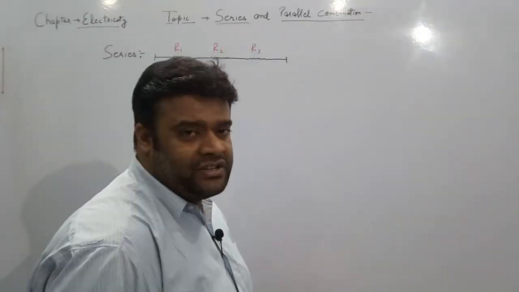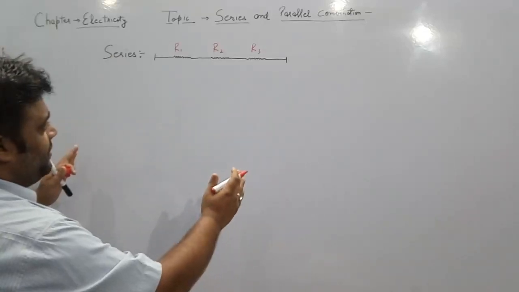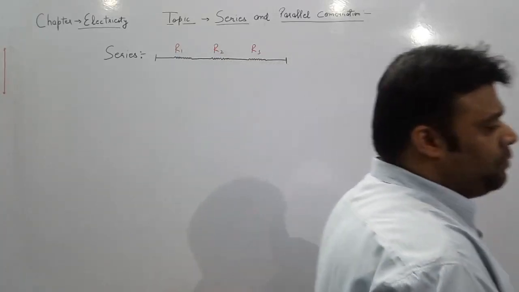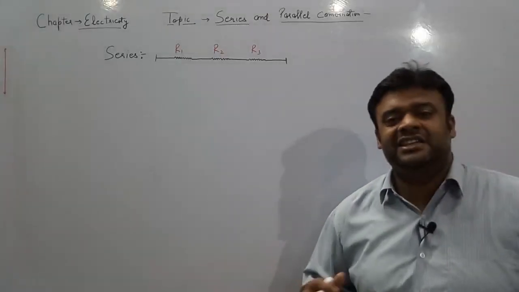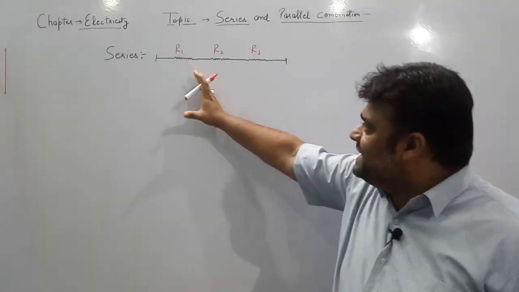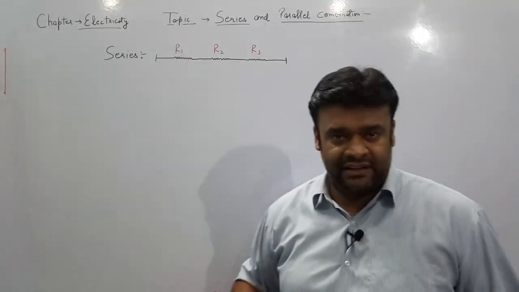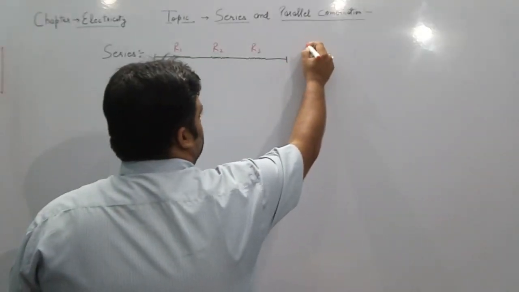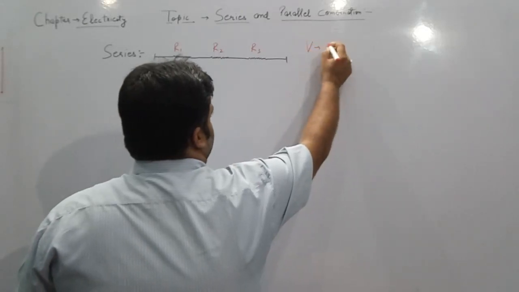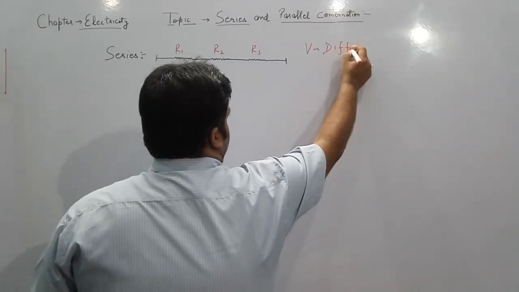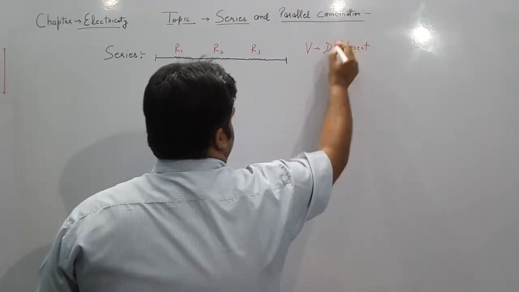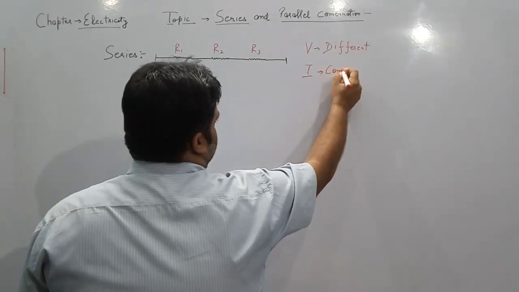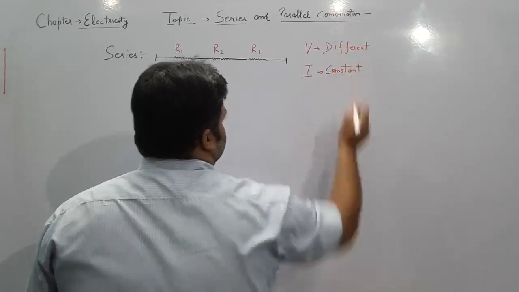In series combination, potential difference is different at each point and current at each resistance remains constant. So if we take two values, in series combination, potential difference is different at each point, whereas current, that is I, is constant at each resistance.